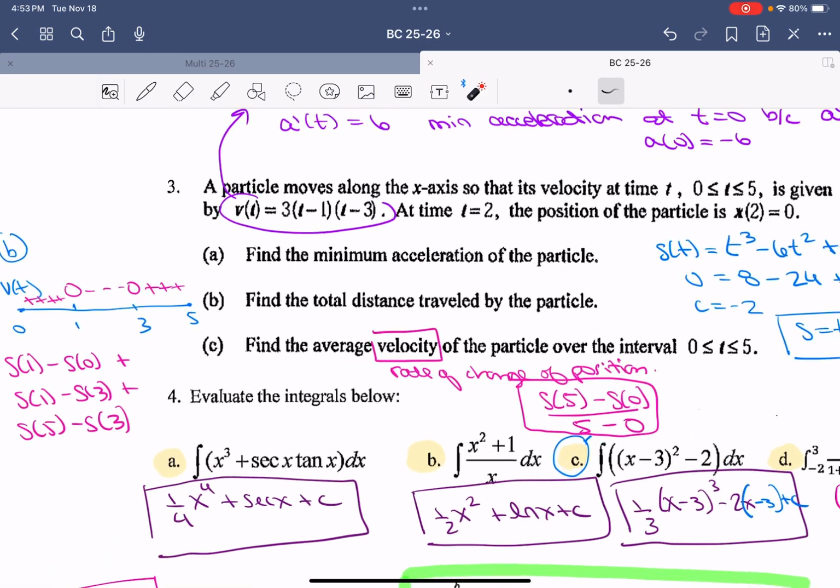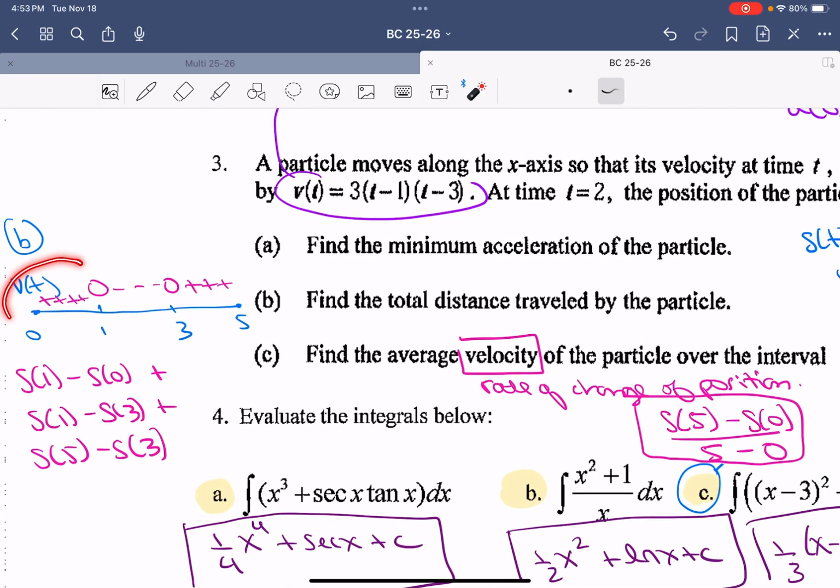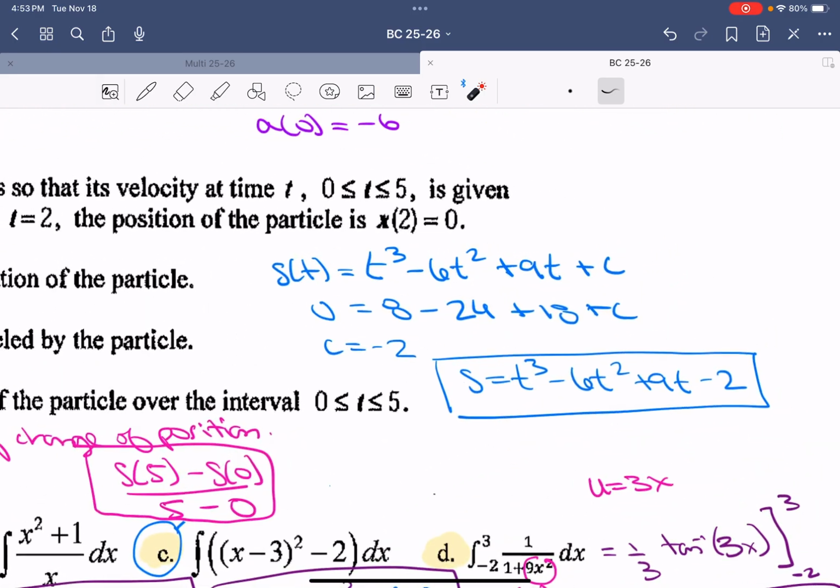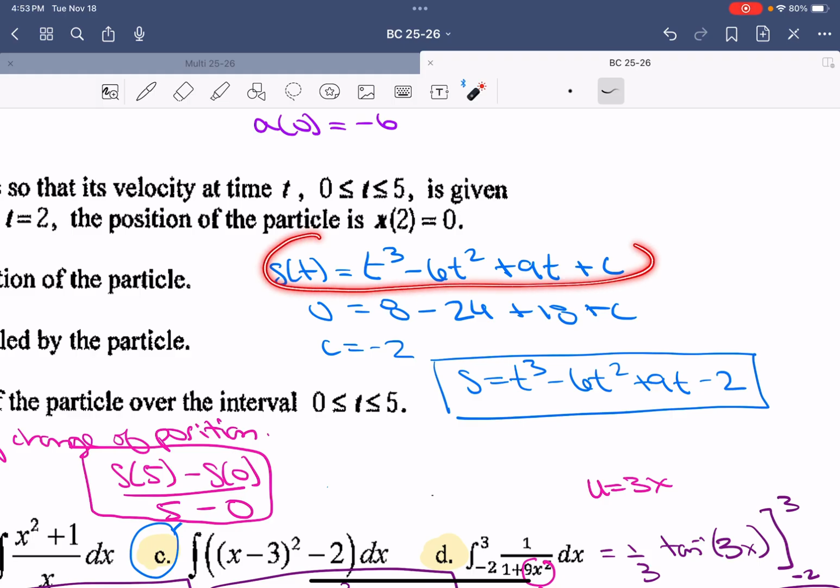Total distance traveled by the particle. Here is the velocity sign analysis. And you did have to go over here and find the position function. Be careful, it tells you that at 2 seconds, the particle is at position 0. So here is the general position function, and plugging in t equals 2 and position 0, you find c equals negative 2. So here's the position function.